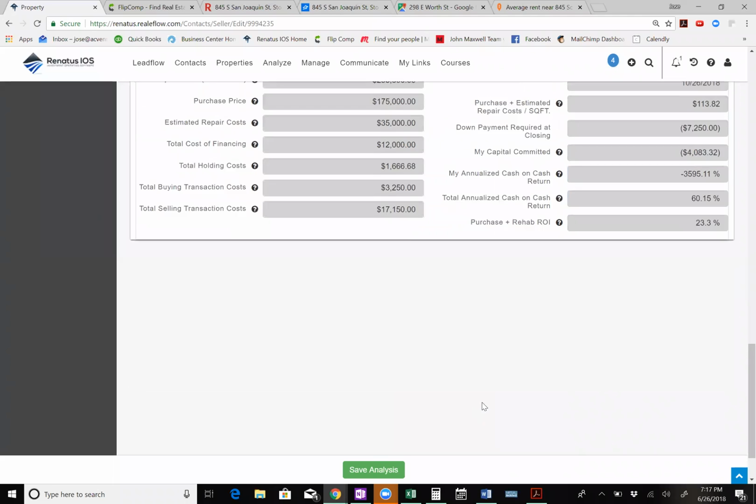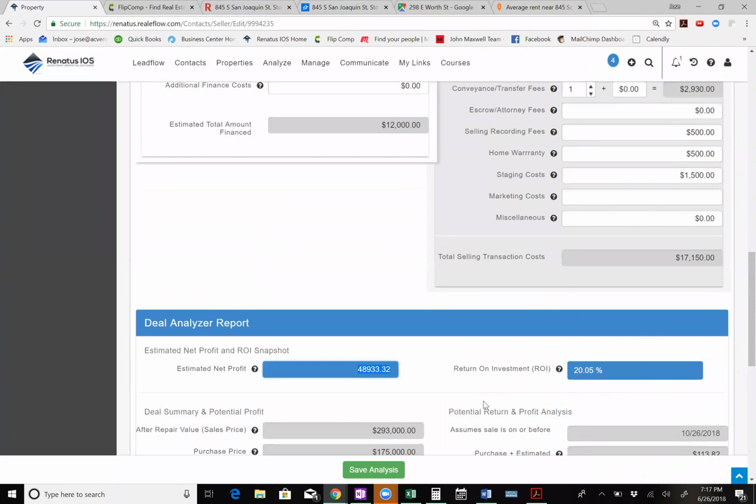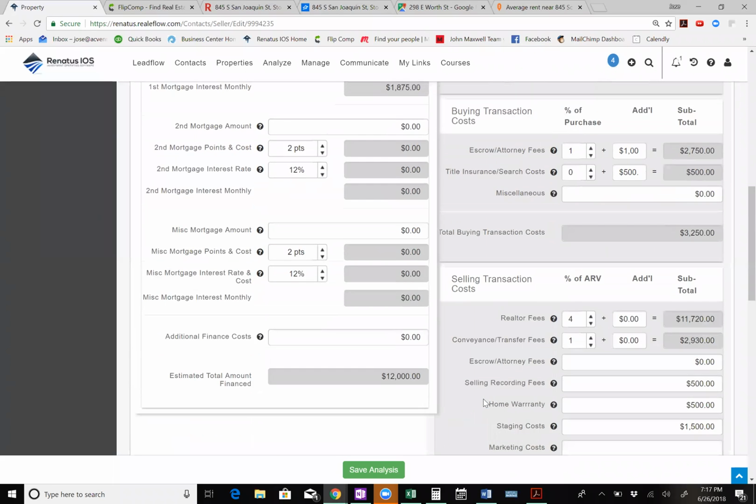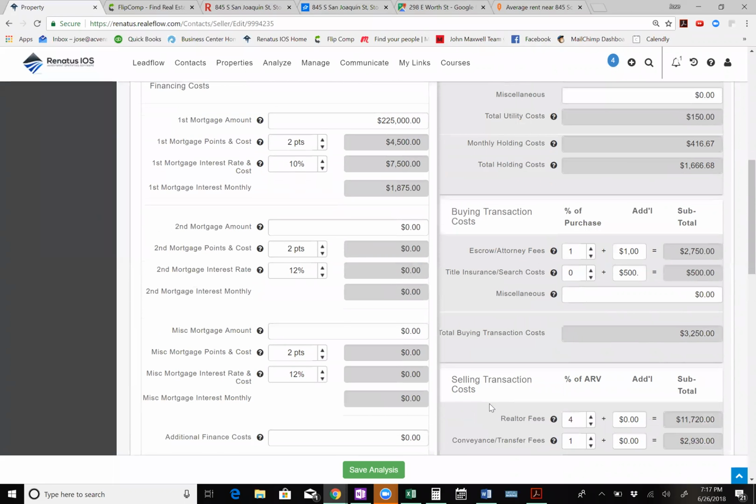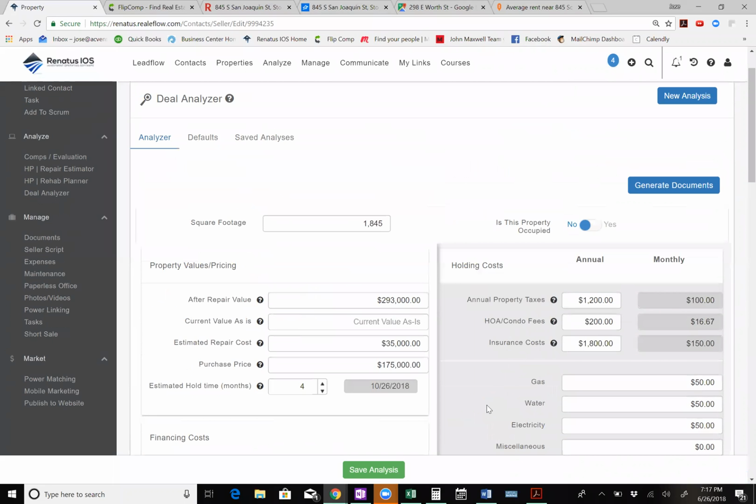All right. So this is how you guys can go ahead and look at properties, work the numbers, play with it, get interested, get great at running numbers so that it comes second nature.